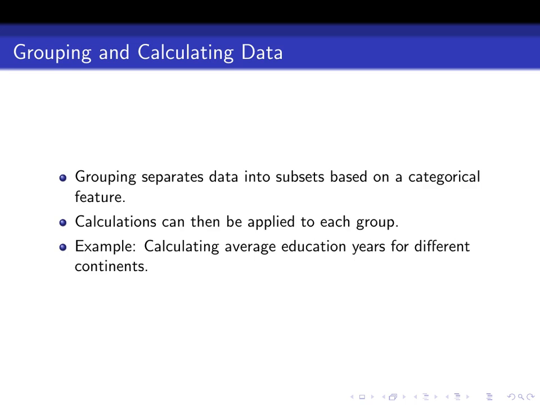Grouping data involves separating a dataset into subsets based on a categorical feature. Once grouped, calculations like averages can be applied to each subset. For instance, you might calculate the average education years for countries grouped by continent to identify regional differences.